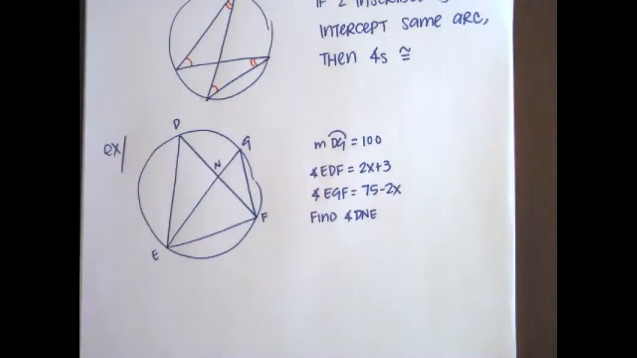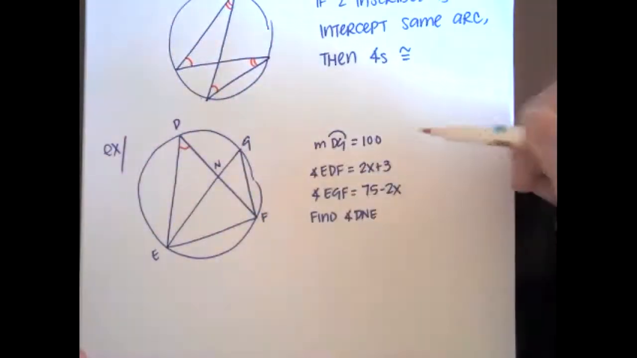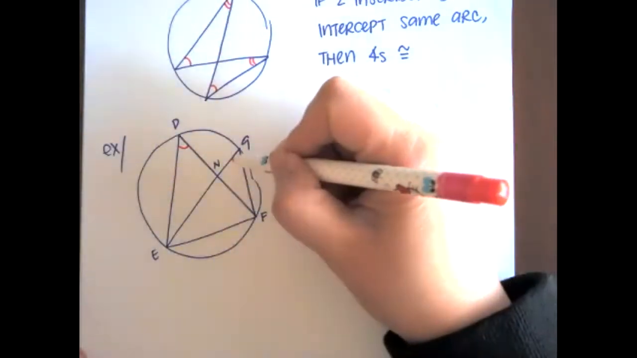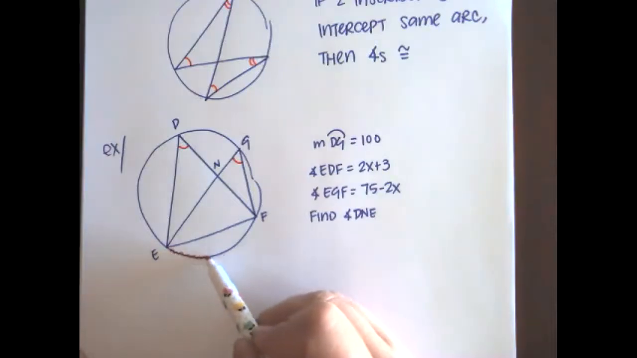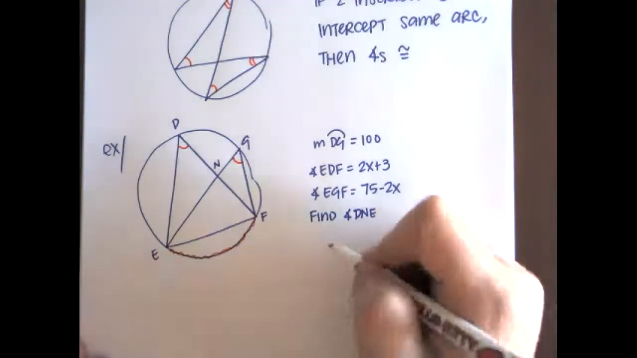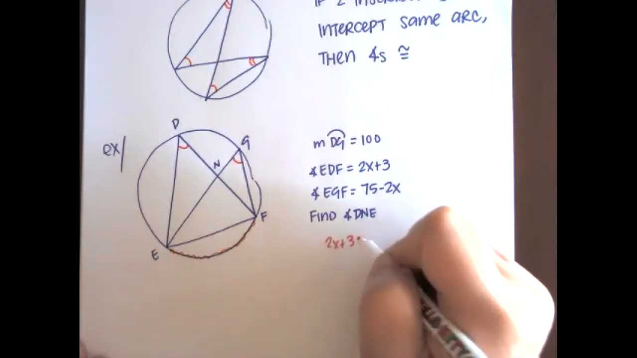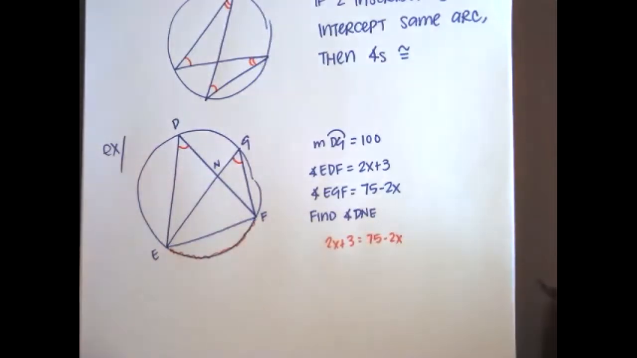In this problem, we see EDF, this angle, is congruent to this angle here because they both intercept this arc here. So they're congruent. So 2x plus 3 equals 75 minus 2x. You should have that equation.